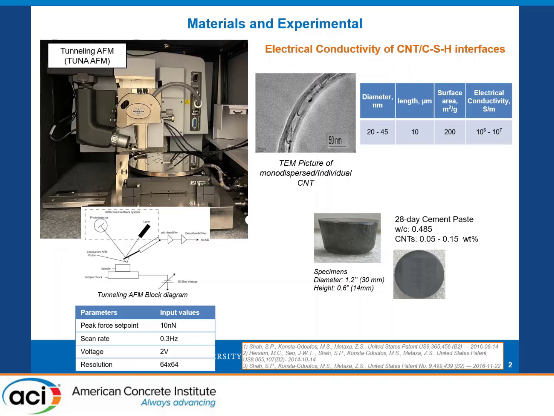For this we used our AFM system, actually the tunneling AFM. So we conducted ultra-low current mapping at sub-10 nanometer scale phases using this system. For this, we prepared cementitious nanocomposites, cement-based, reinforced with highly dispersed carbon nanotubes at different loadings, starting from 0.05 to 0.15% per weight of cement.